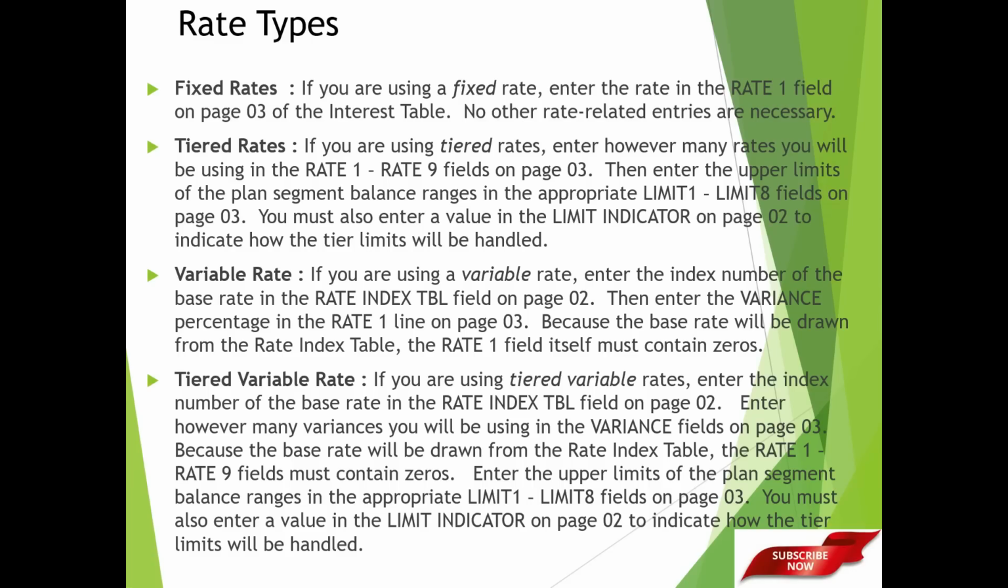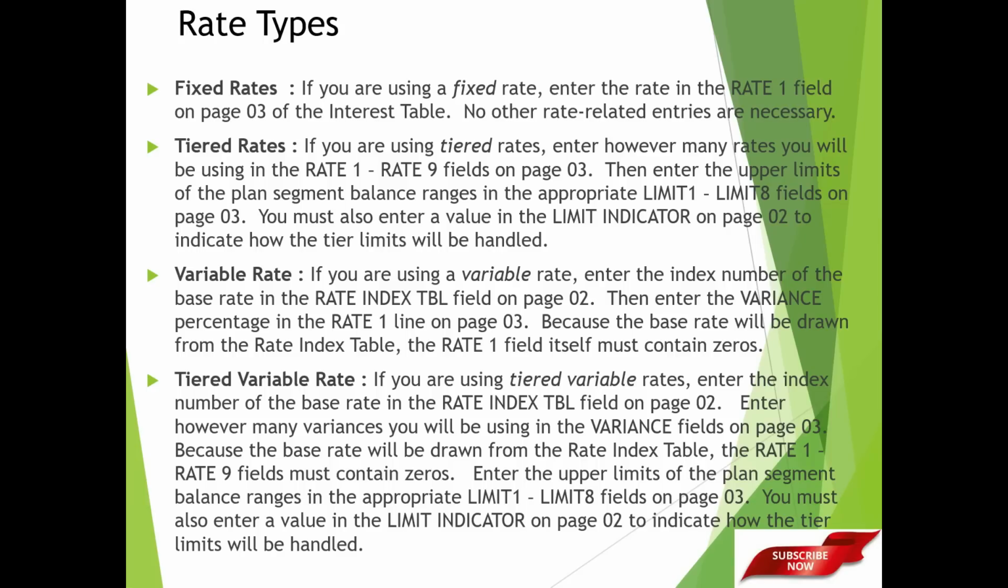Rate type. Fixed rate means if you are using a fixed rate, enter the rate in the rate 1 field on page 03 of the interest rate. No other rate related entries are necessary. Tiered rate. If you are using a tiered rate, enter however many rates you will be using in the rate 1 to rate 9 fields on page 03. Then enter the upper limit of the plan segment balance ranges in the appropriate limit 1 to limit 8 fields on page 03. You must also enter a value in the limit indicator on page 02 to indicate how the tier limits will be handled. Variable rate.